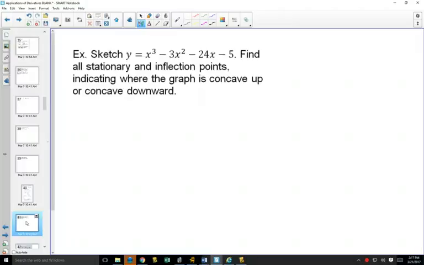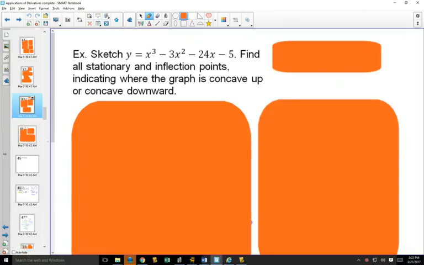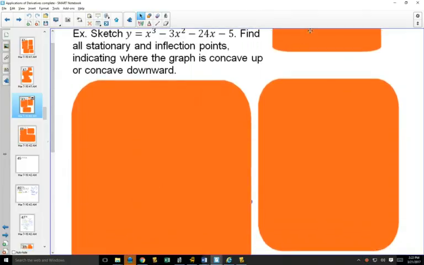This does not look like it's an easy one to find x-intercepts, but you can label your y-intercept. Find out where it's concave up, where it's concave down, where it's increasing, where it's decreasing, and sketch the entire graph. So I'm going to give that to you. I'll put up the first little bit so you can check how you're doing so far. There's your y-intercept.